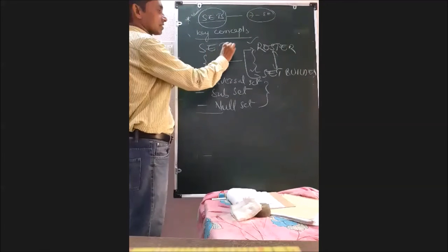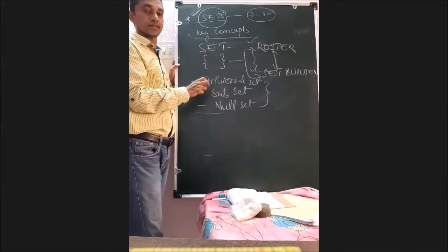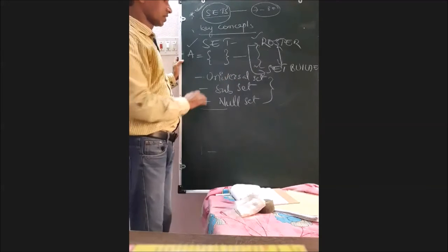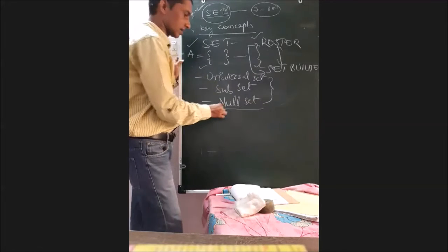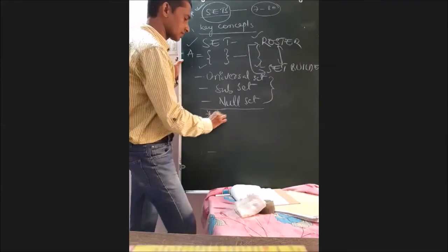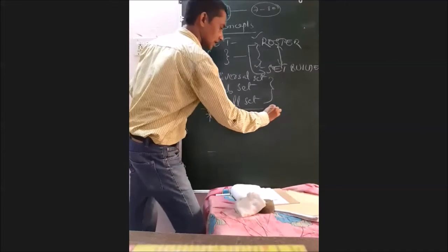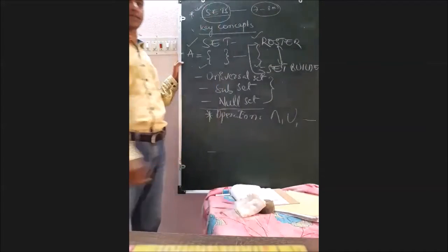In sets, what is the set concept? A set is a collection of well-defined things. We express sets in flower brackets. Our notation will be with capital letters, either in the roster form or in the set builder form. Different sets are there: universal set, subset, and null set. Another concept is operations on sets. What are the operations? Intersection, union, and subtraction of sets, that is, minus.